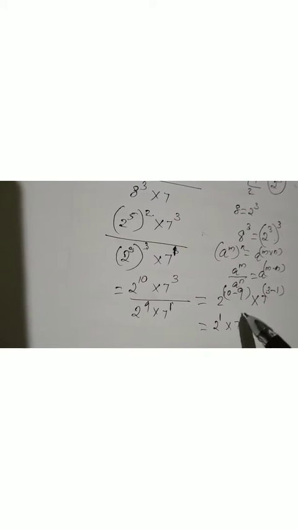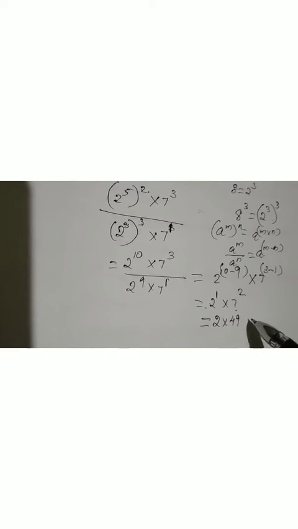So now we can apply a raised to m divided by a raised to n is equal to a raised to m minus n. So 2 raised to 10 minus 9 into 7 raised to 3 minus 1. So 2 raised to 10 minus 9 is equal to 1, 7 raised to 3 minus 1 is 2, 7 square.